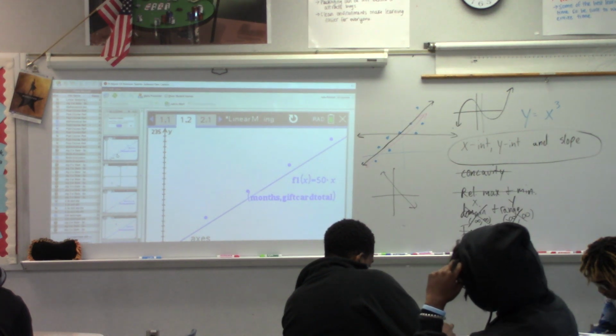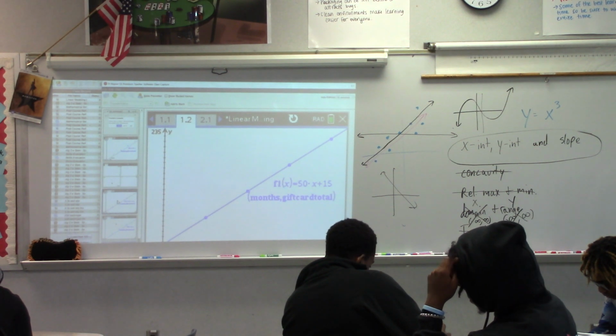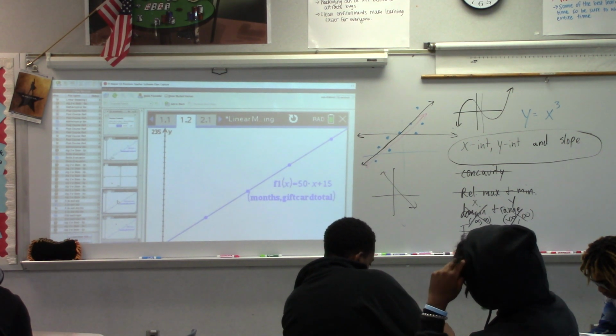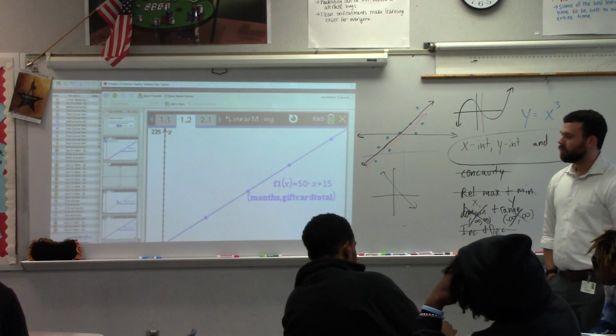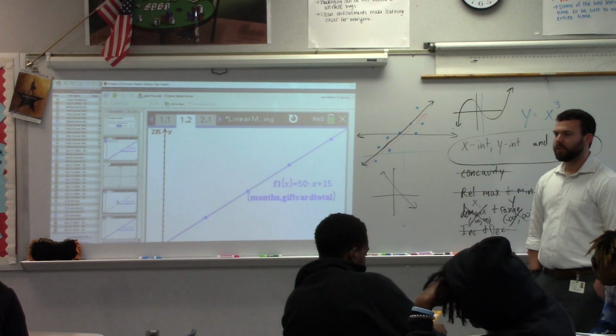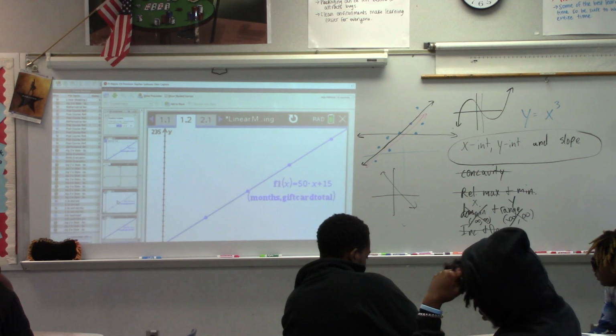Cam, what did you put for yours? Y equals 50x plus 15. What about that trend line? How do we know that this is an appropriate trend line? Goes through all the data points.